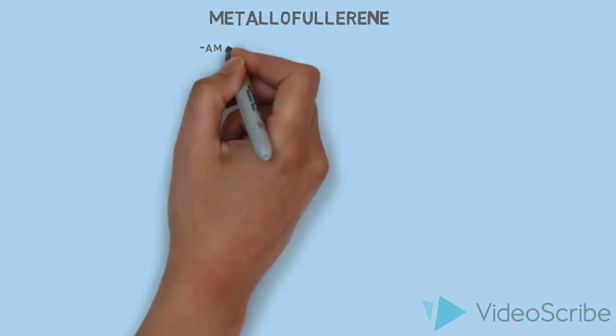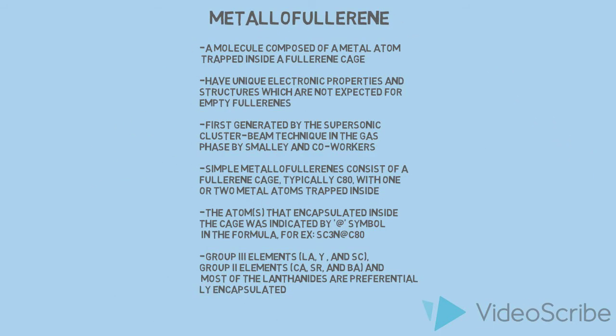Next, metallofullerene. Metallofullerene is a molecule composed of a metal atom trapped inside a fullerene cage. They have unique electronic properties and structures which are not expected for empty fullerenes. Metallofullerene was first generated by the supersonic cluster beam technique in the gas phase by Smalley and co-workers.